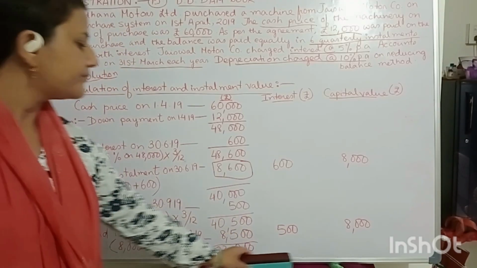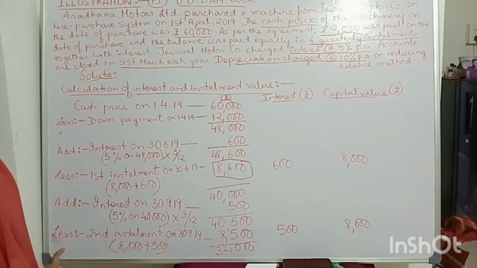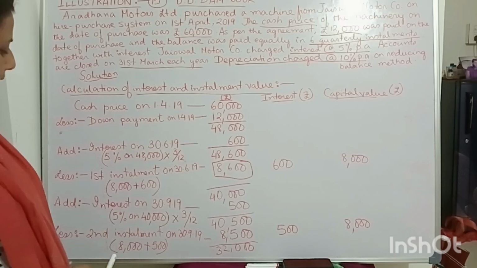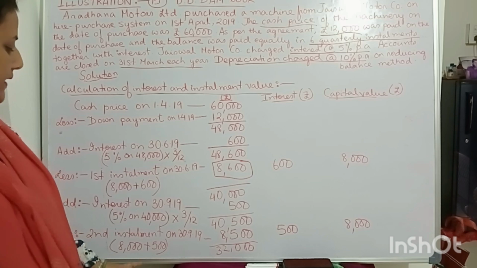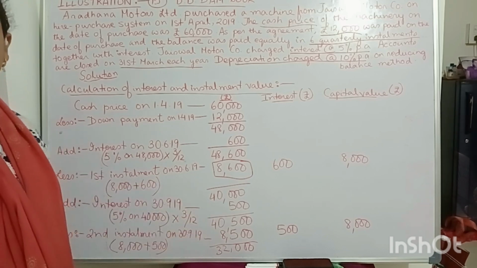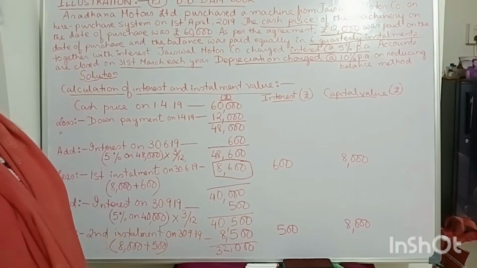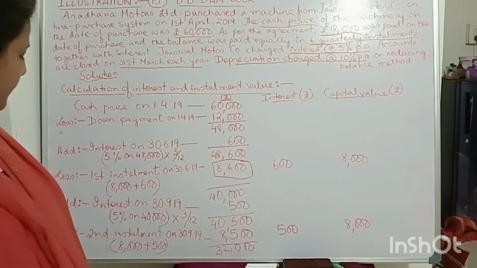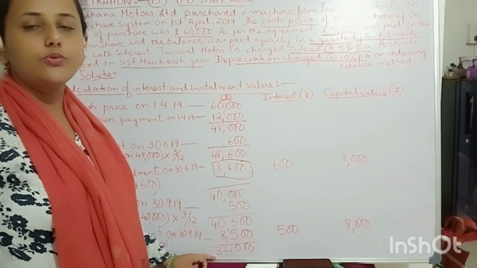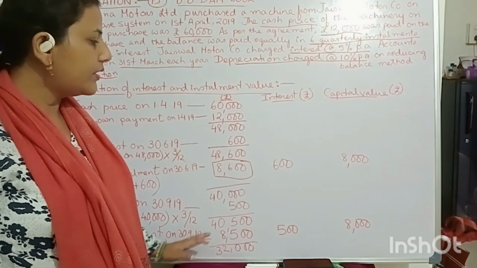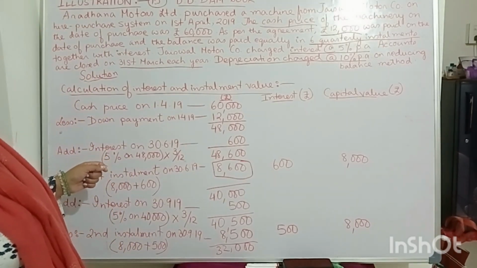Now you see, 40,500. Now with that again you have to deduct the amount of the second installment at the end of September. So it is 8,000 plus 500. So how much you get? 8,500 is the amount of the second installment. So if you deduct, you will get 32,000. Okay, 32,000.